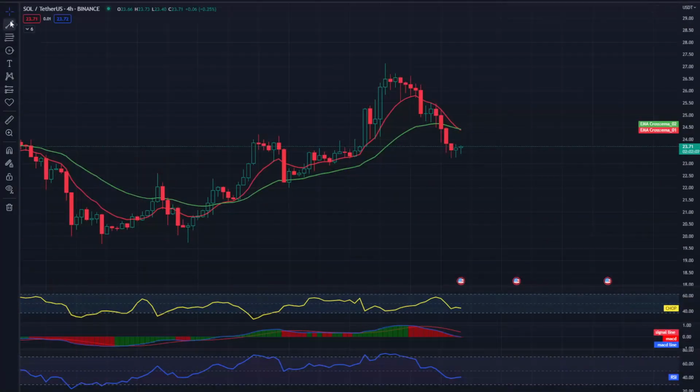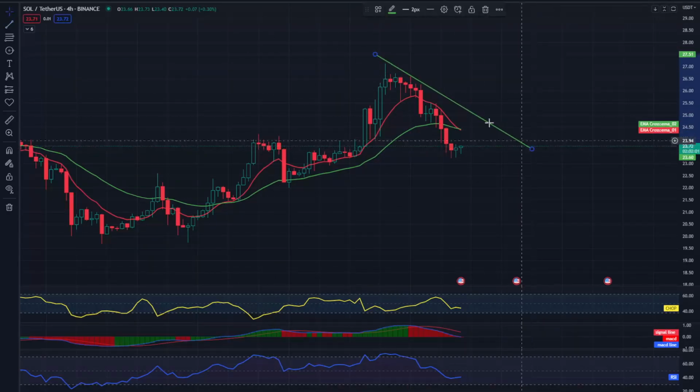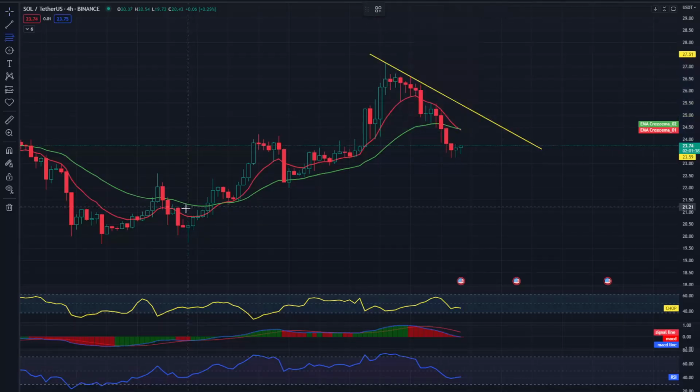As the third one, we will check the SOL chart on a 4-hour interval. As we can see, the price is moving below the downtrend line.